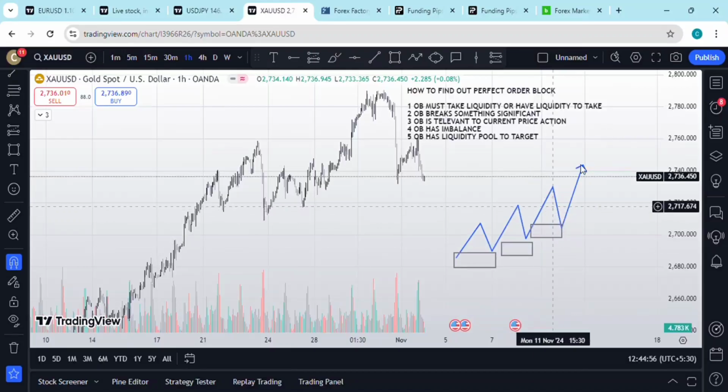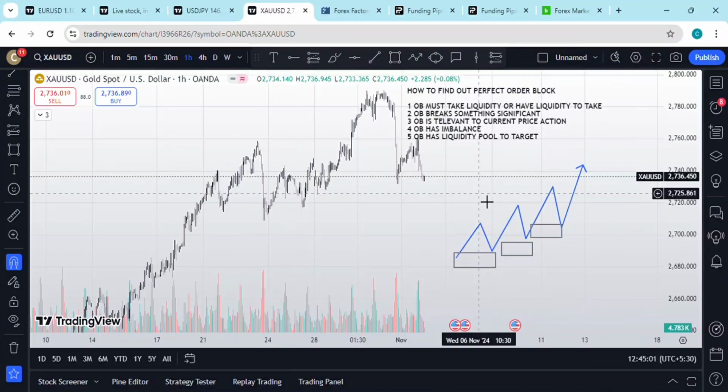So that's our first point: the order block must take or have liquidity. For example, let me show you in the graph itself, over here.